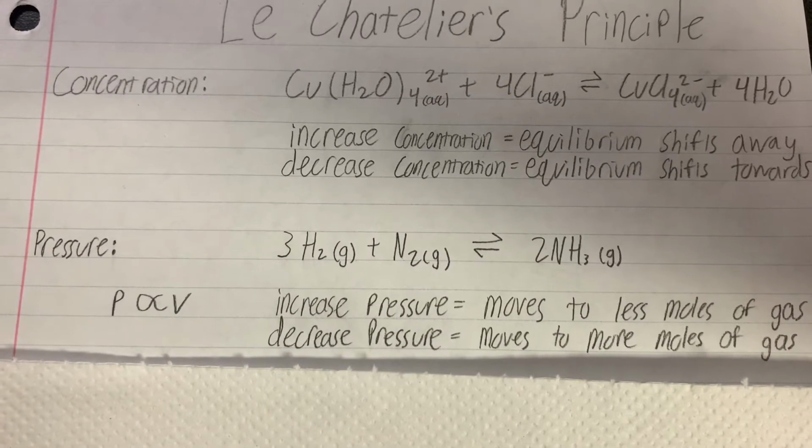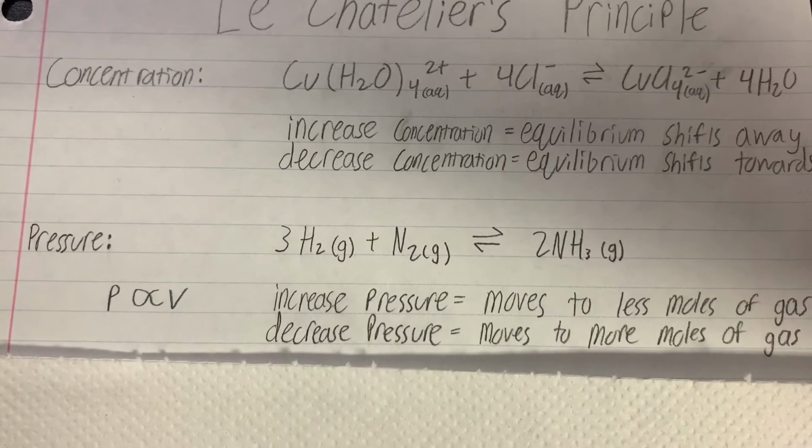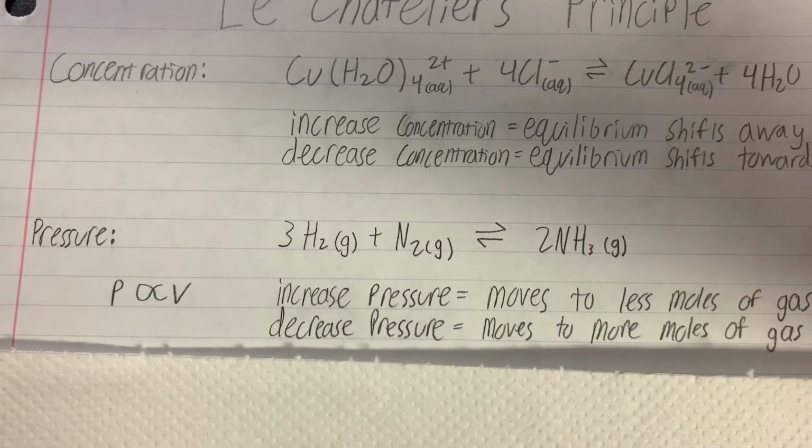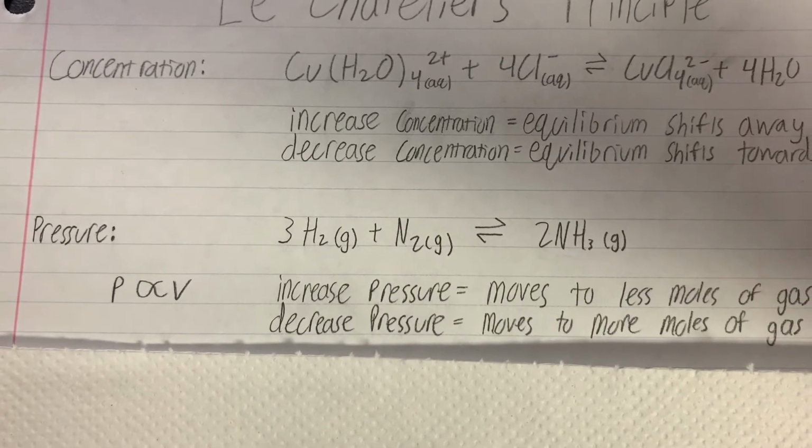So for example, if the volume of the system is reduced, then the equilibrium will shift to the right because the side has less moles and pressure and volume have an inverse relationship.